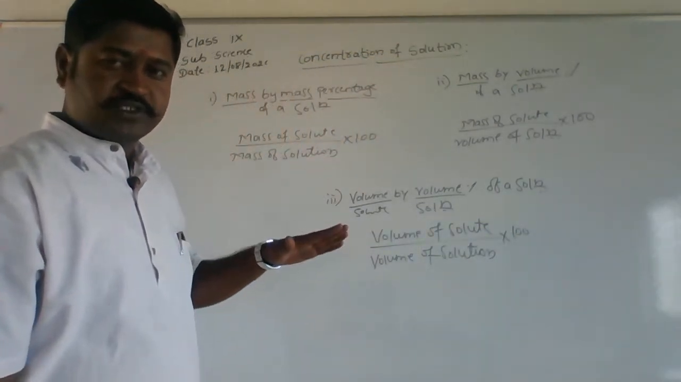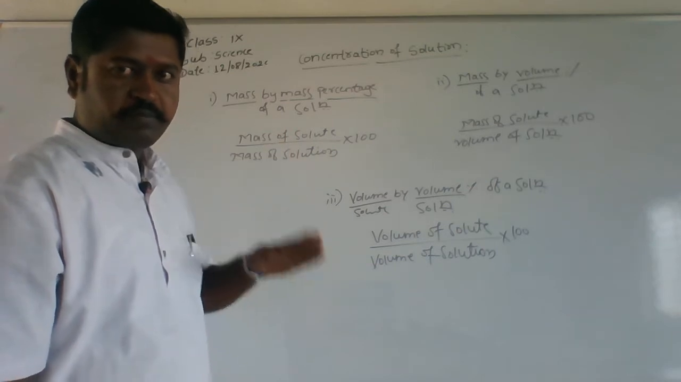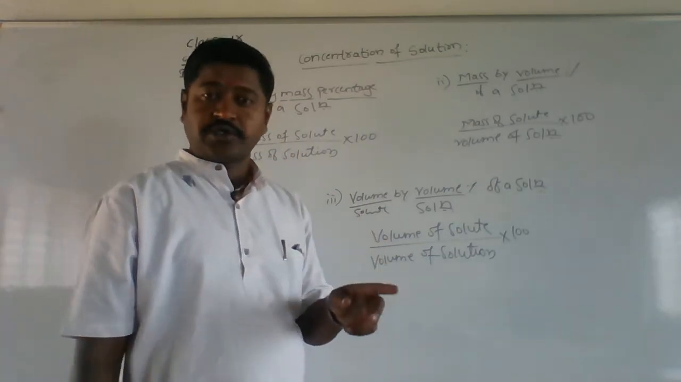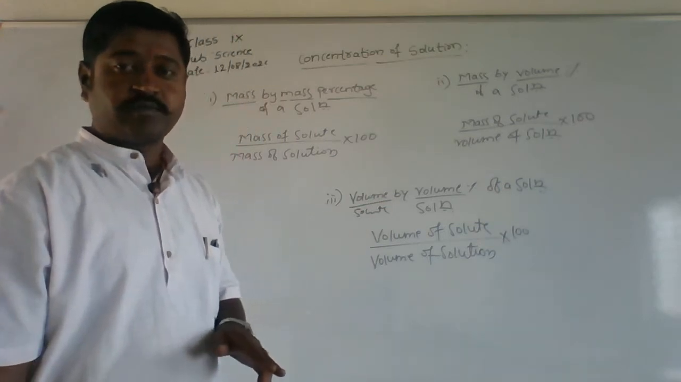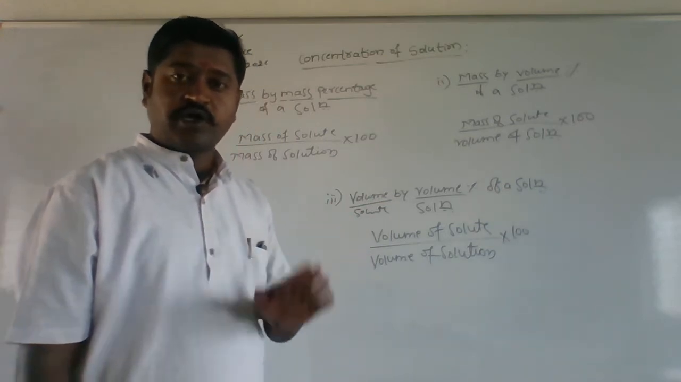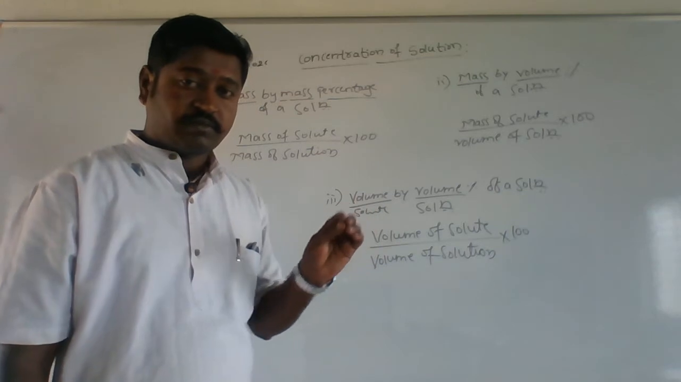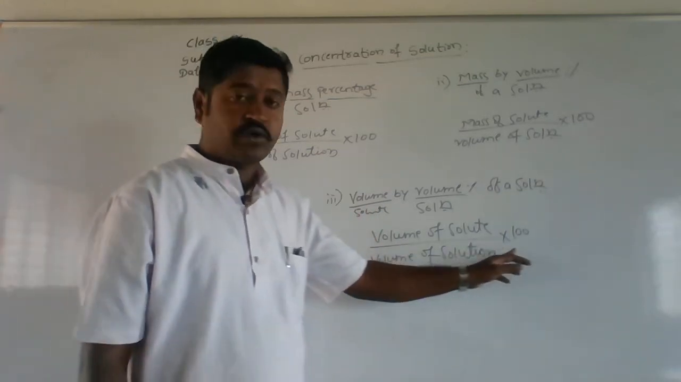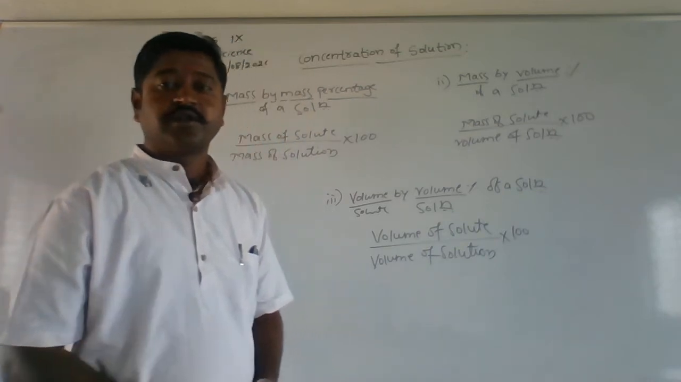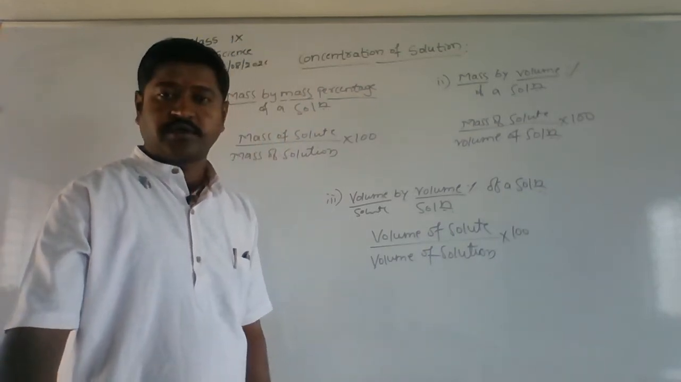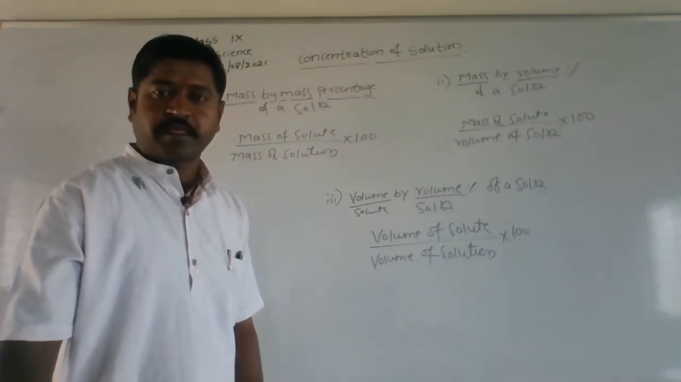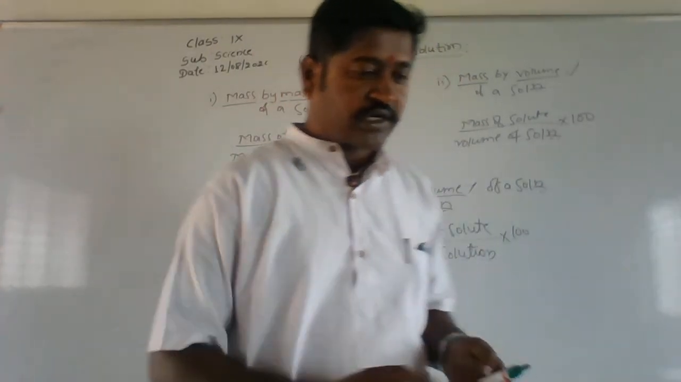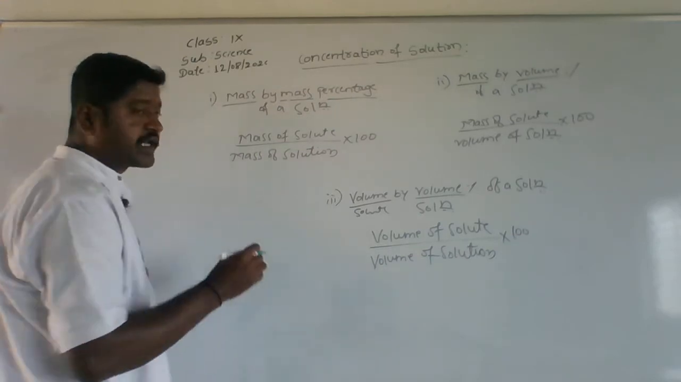So mass by mass means mass of solute by mass of solution. Mass by volume means mass of solute by volume of solution. Then last, volume by volume means volume of solute by volume of solution into 100. So these are the three methods which we will be using. There is one example given in the textbook. What is that?